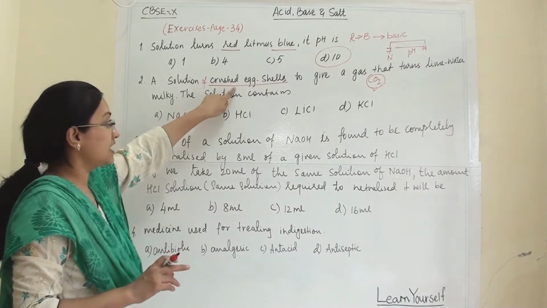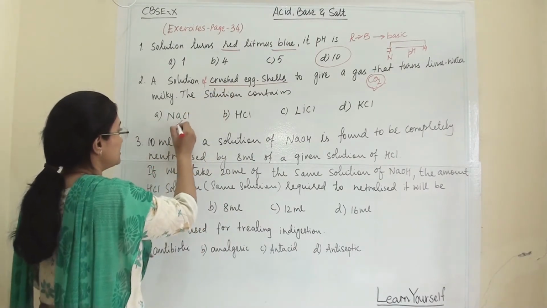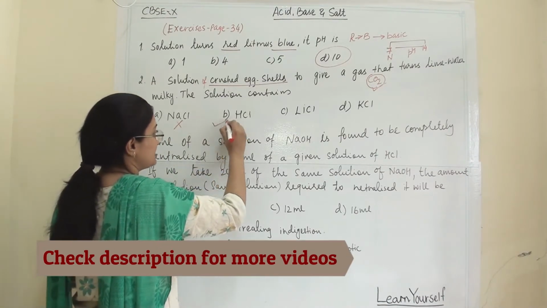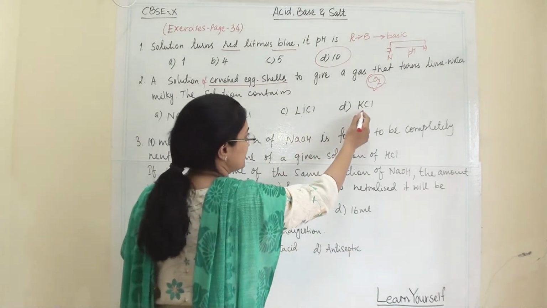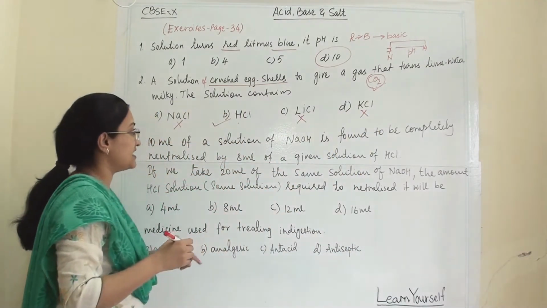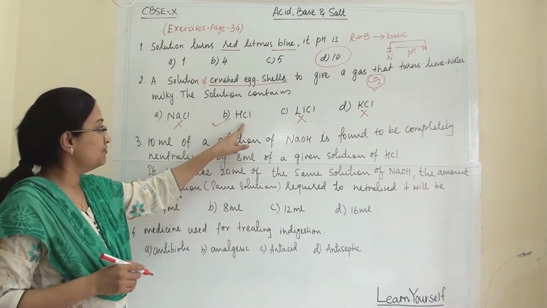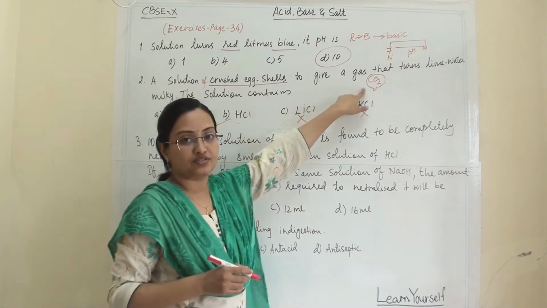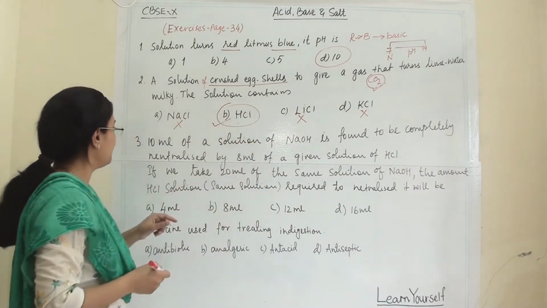So when calcium carbonate reacts with NaCl, no, it is a salt. HCl, yes, it is an acid, this is a correct example. LiCl, no, and KCl, no. All these substances are not acidic, only HCl, hydrochloric acid, will give us carbon dioxide gas. So the correct answer is HCl.